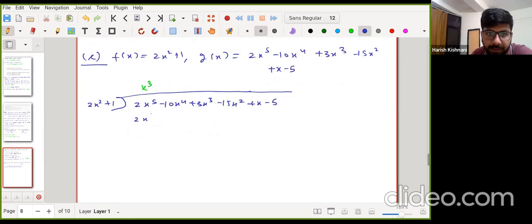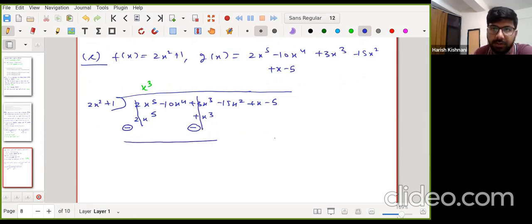2x^5 plus x cubed, and then you have to change the sign. This will get cancelled and this will get cancelled. What you will get? You will get minus of 10x^4 minus 15x cubed, 15x squared plus x minus 5.